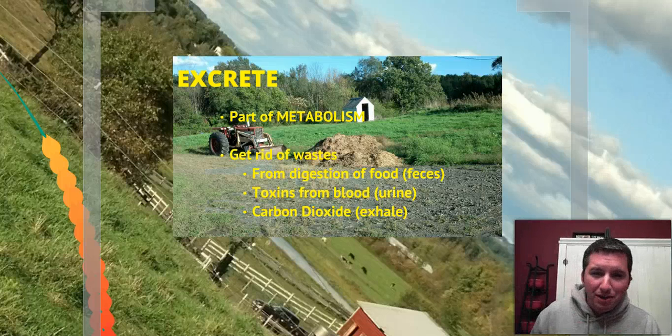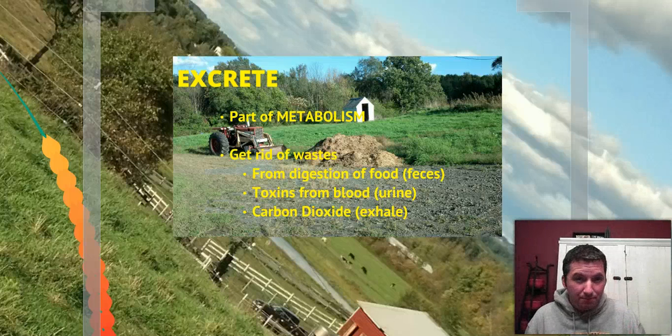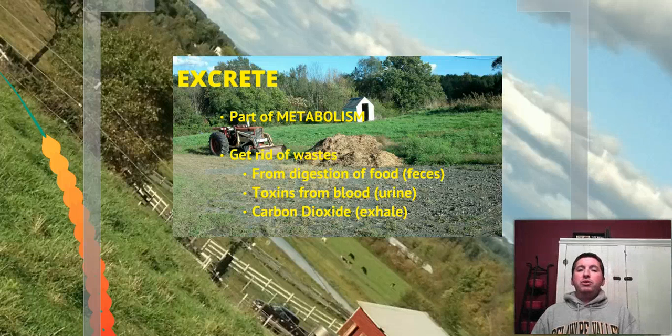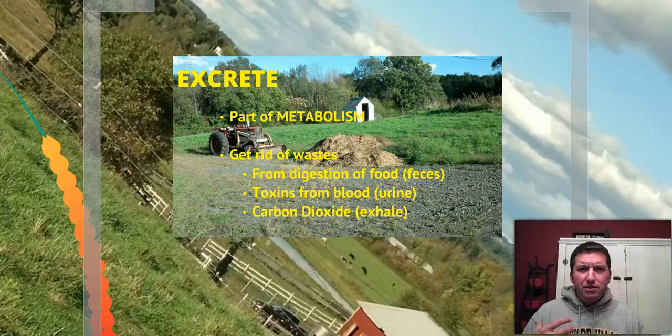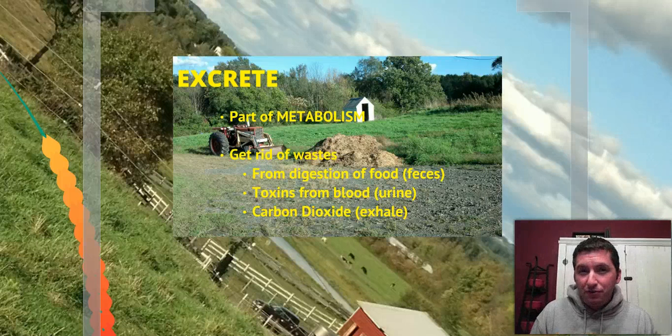So, a couple of things. First off, excretion is actually part of metabolism. It's included. Now, we do this to get rid of waste. Wastes are bad for our body. So a couple of things. When we digest our food, all the food that you couldn't process goes into your feces.